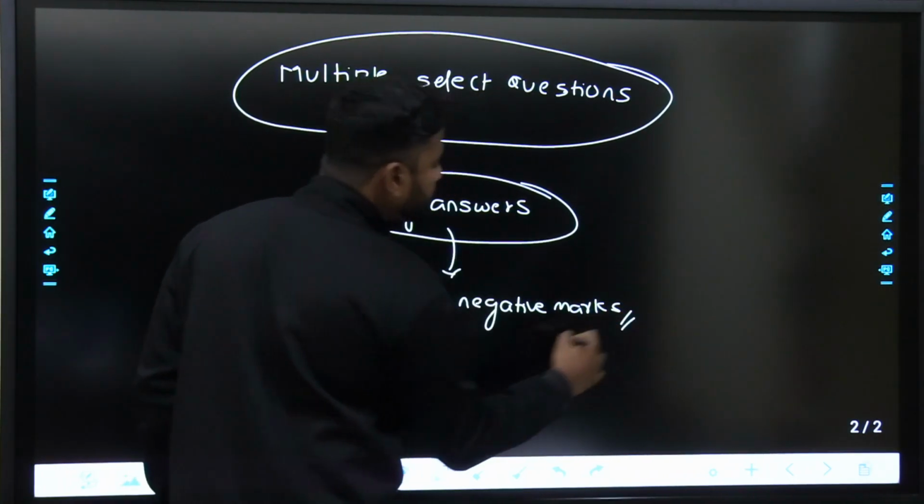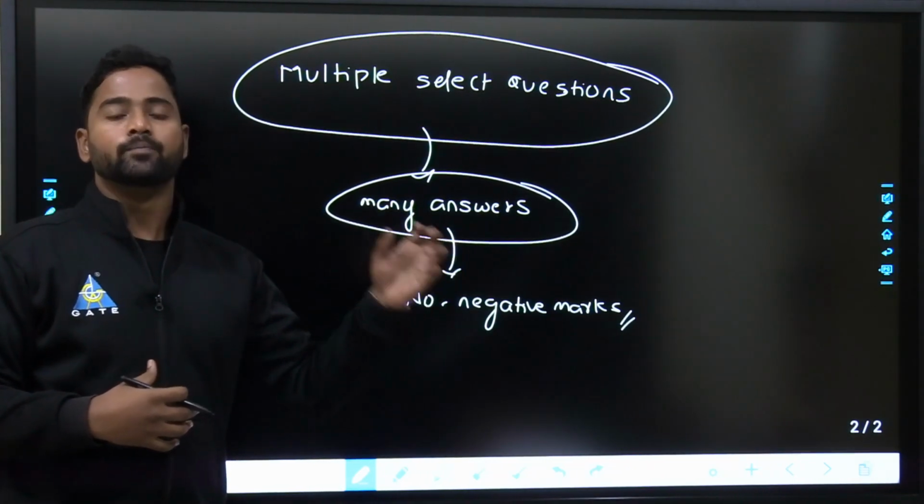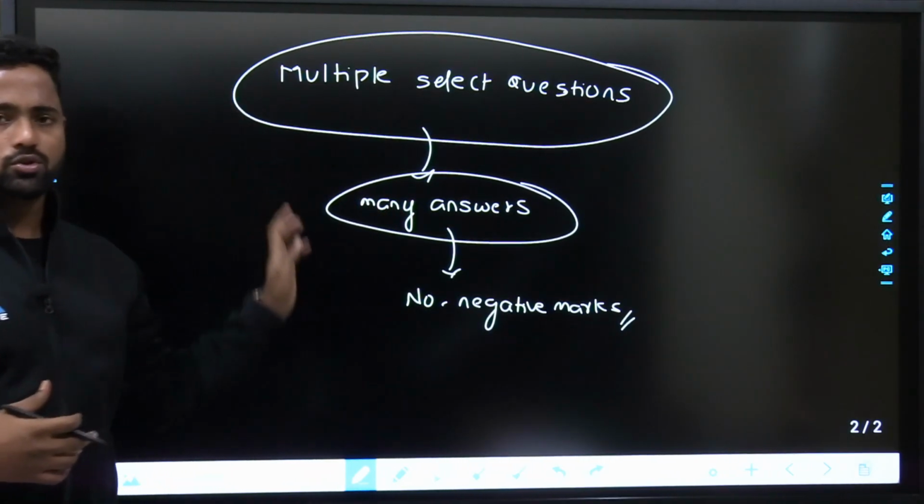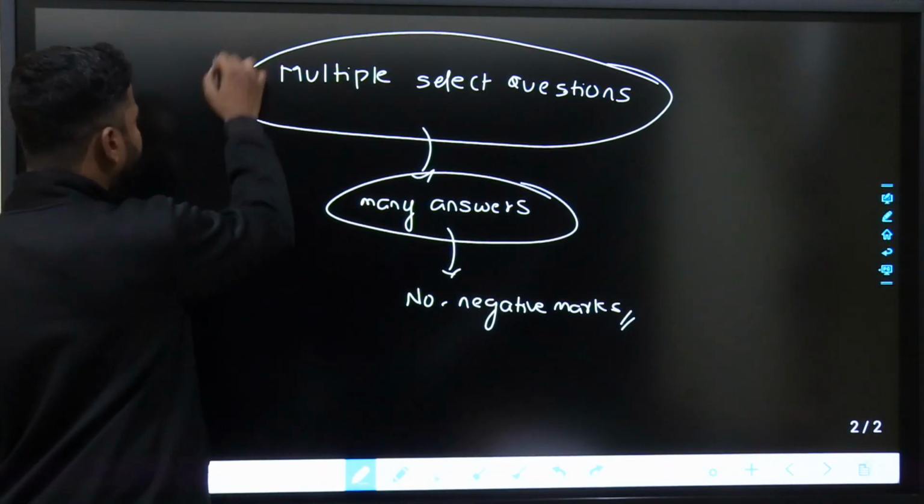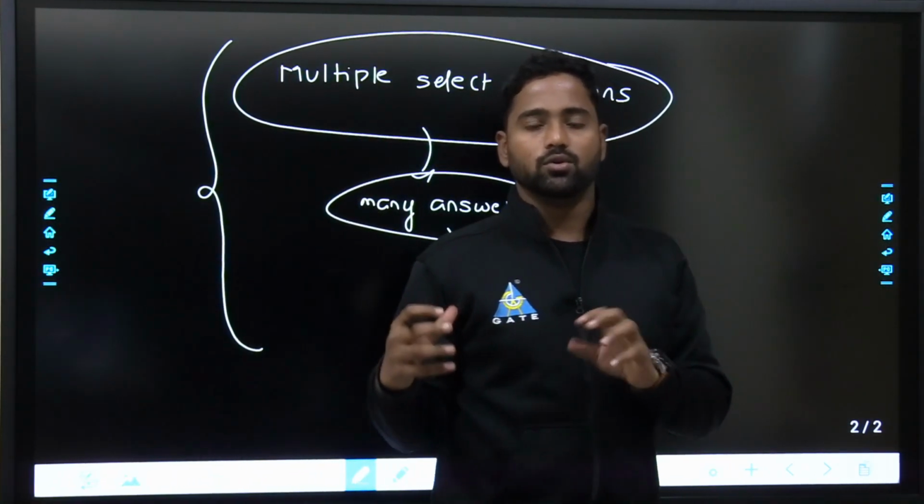Whereas for MCQs, multiple choice questions, there are negative marks, and for NAT, numerical answer type questions, there are no negative marks. You can go through that in the GATE preparation strategy video, which I have already discussed on YouTube.